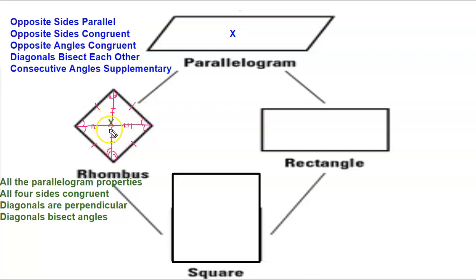Because these two triangles are congruent, we know that this angle and this angle are congruent, but they're also a linear pair. They make a straight line. So if they're congruent and they add up to equal 180 degrees, then they must be 90 degrees, which is how we know that these angles are right angles and that the diagonals are perpendicular.